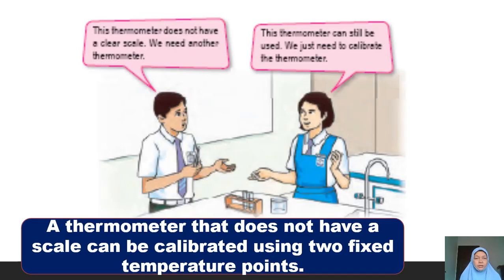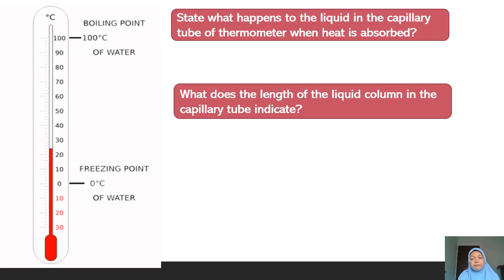Let's look at a conversation between two students. The boy said this thermometer does not have a clear scale, so we need another thermometer. But the girl said this thermometer can still be used. We just need to calibrate the thermometer. So a thermometer that does not have a scale can be calibrated using two fixed temperature points.